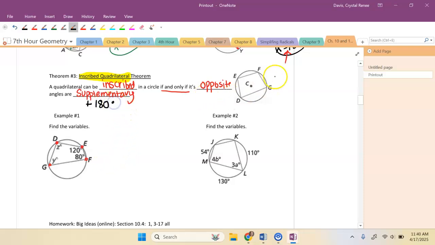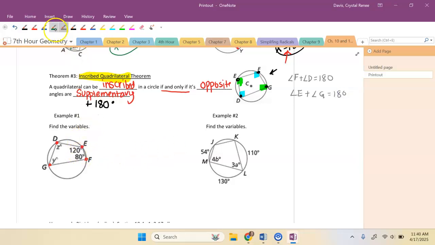So in other words, we have an inscribed quadrilateral here. Opposite angles, E and G would be opposite of each other, and then F and D would be opposite of each other. So essentially, because of this theorem, angle F plus angle D is 180, and likewise angle E plus angle G is equal to 180.